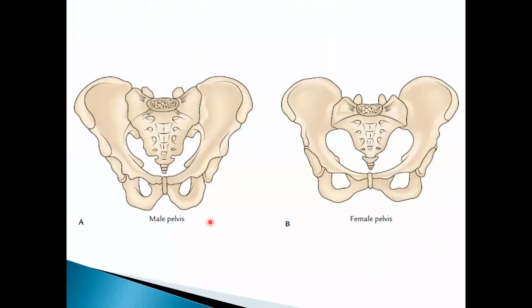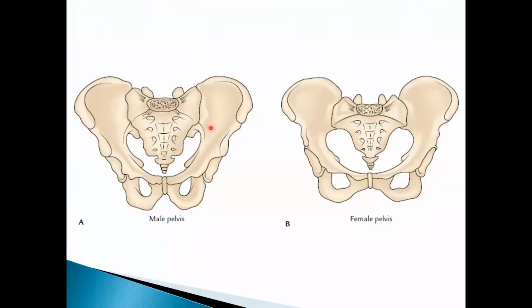Now see this difference. The false pelvis means this upper part above the pelvic inlet. This false pelvis in males is deeper than in females. In females this false pelvis is shallow. It is not much deep in females.